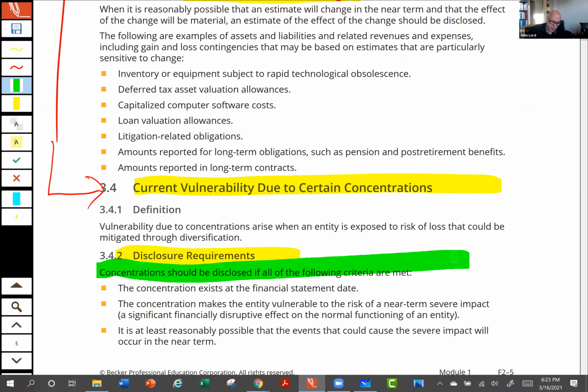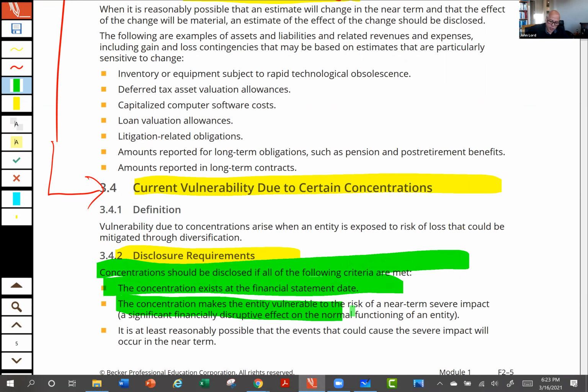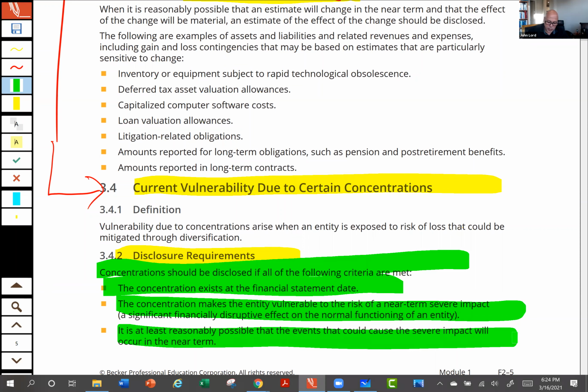Okay, so what happens? Concentration exists at the financial statement date. The concentration makes the entity vulnerable in the near term, and it is at least reasonably possible that the events could cause severe impact. So that means that every time the wind blows, I don't have to talk about concentration risk, but if it's something that I'm vulnerable to, and it's reasonably possible that there'll be severe impact, that's a key phrase, then I would have to disclose that.